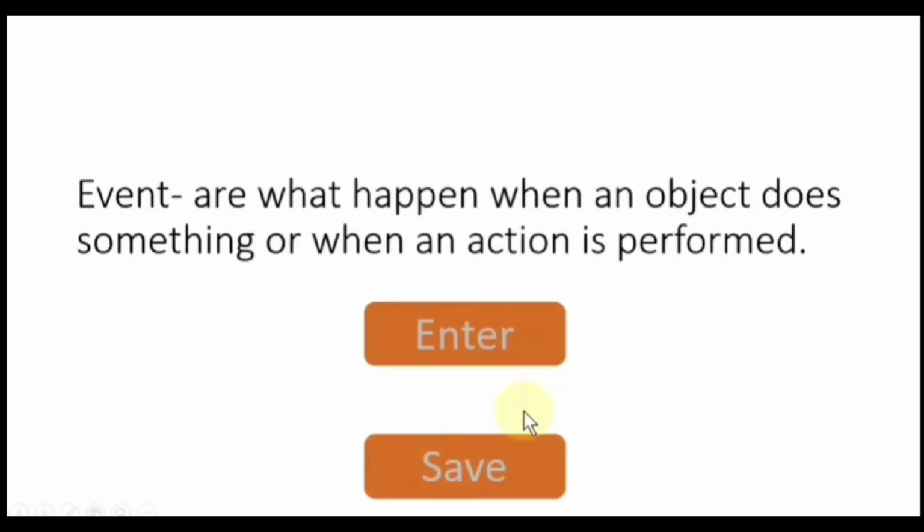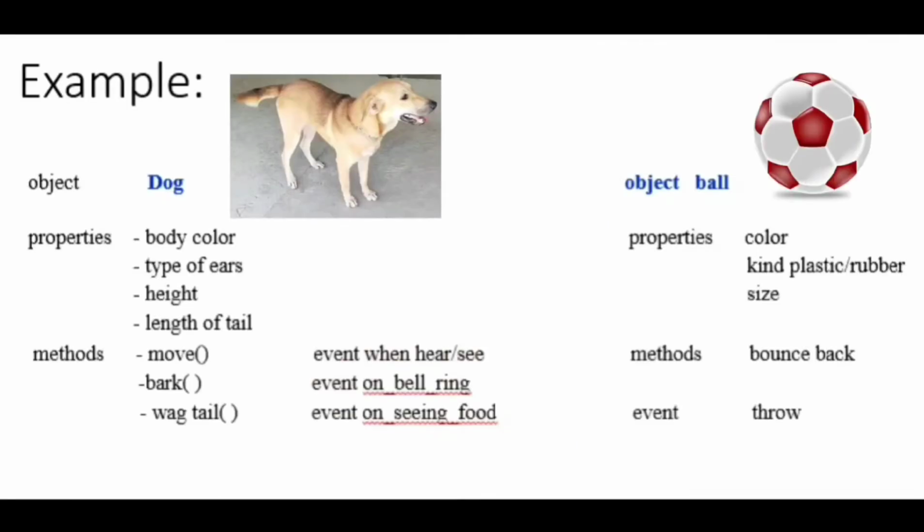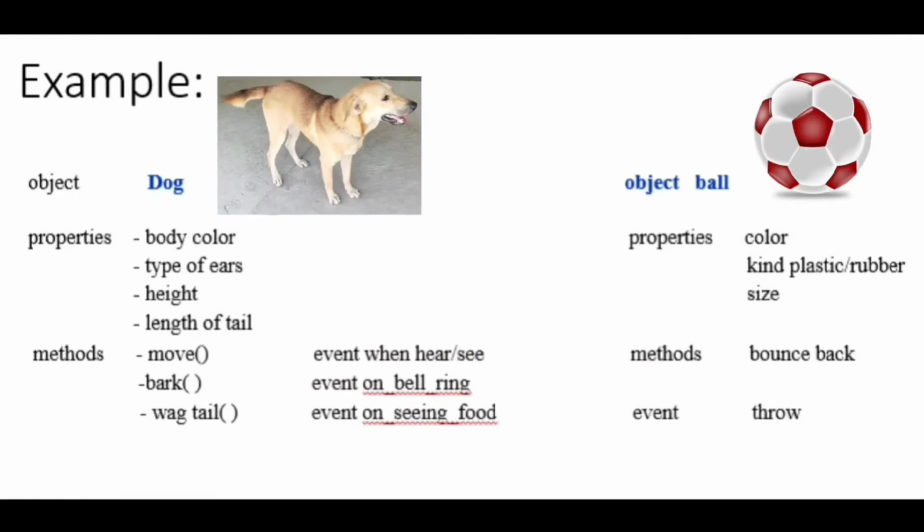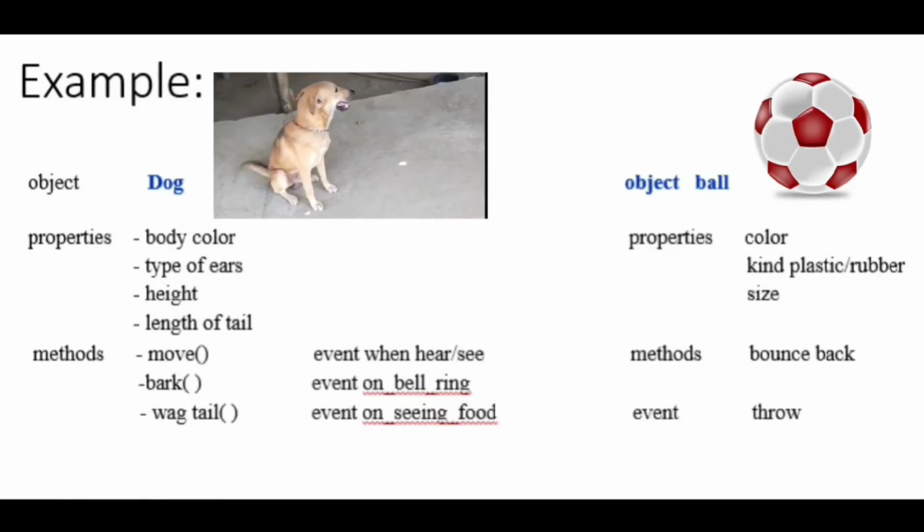Events are what happen when an object does something or when an action is performed. Another example here is the dog. Dog is the object. Properties can be the body color. It could be brown or red. Another property, the type of ears. You can use long or rounded ears or short or pointed ears. The height of the dog is 1 foot or 6 inches. Methods here are move, bark, wag tail.